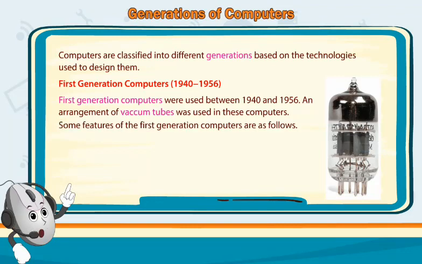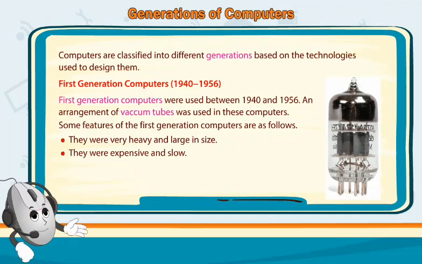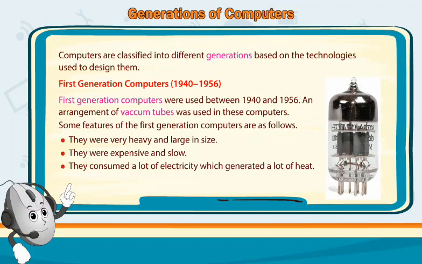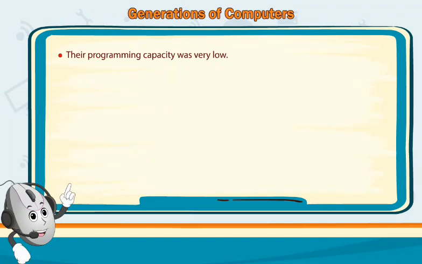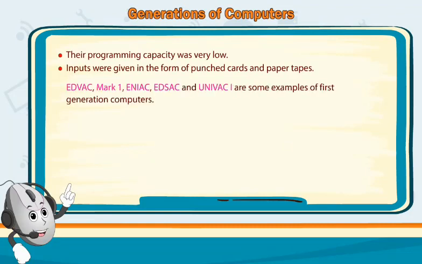Some features of the first generation computers are as follows. They were very heavy and large in size. They were expensive and slow. They consumed a lot of electricity, which generated a lot of heat. Their programming capacity was very low. Inputs were given in the form of punched cards and paper tapes. EDVAC, Mark I, ENIAC, EDSAC and UNIVAC I are some examples of first-generation computers.